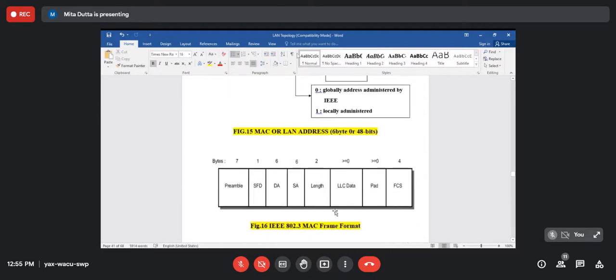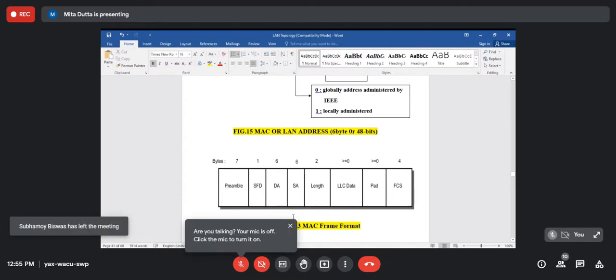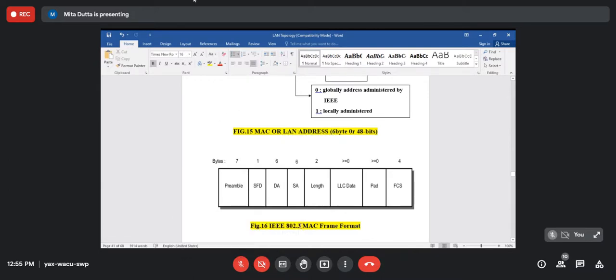Now this is the MAC frame. Here first one is the preamble, then SFD, start of frame delimiter, then destination address, source address, length of the data field, which includes LLC data plus pad, and then FCS, the frame check sequence. Together these are known as the IEEE 802.3 medium access control frame format. So the data frame which is circulated by using the CSMA/CD protocol, token ring protocol, or token bus protocol is known as the medium access control frame in case of LAN.